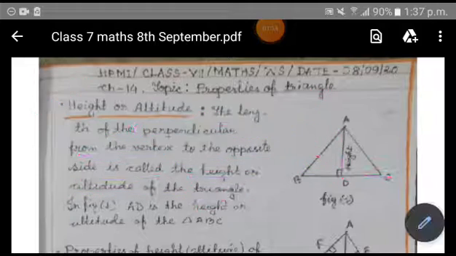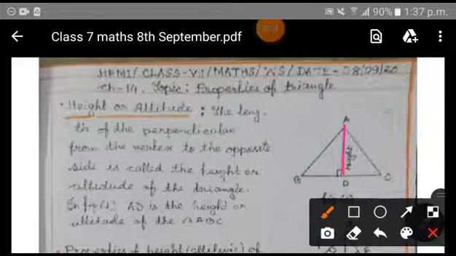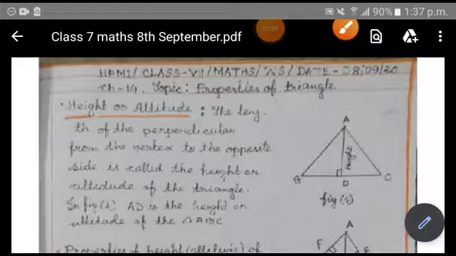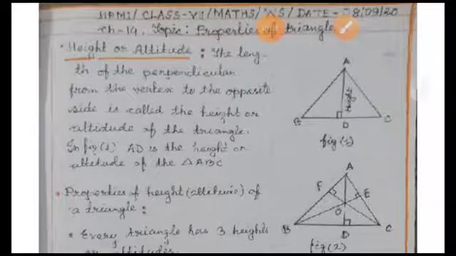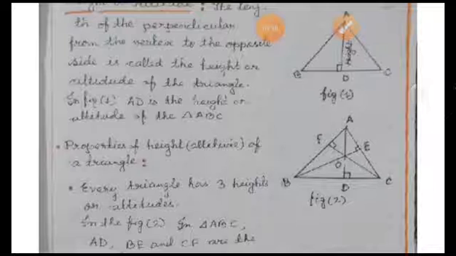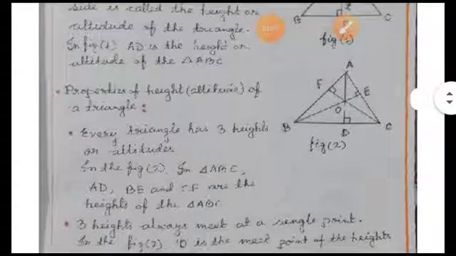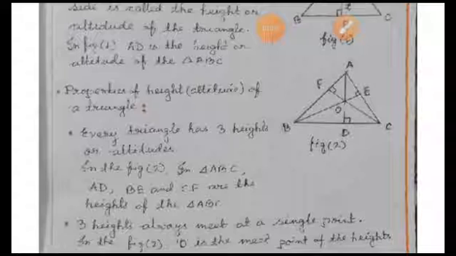You can see in the figure over here that AD is perpendicular to side BC. So in this case AD is said to be the altitude or height of this particular triangle ABC, right? Now we are going to study the properties of height or altitude of a triangle. The first property is that every triangle has 3 heights or altitudes. Why 3 heights or altitudes? Because in a triangle there are 3 vertices. So if I draw a perpendicular line from each vertex to its opposite side, in this way we get the 3 altitudes, right?